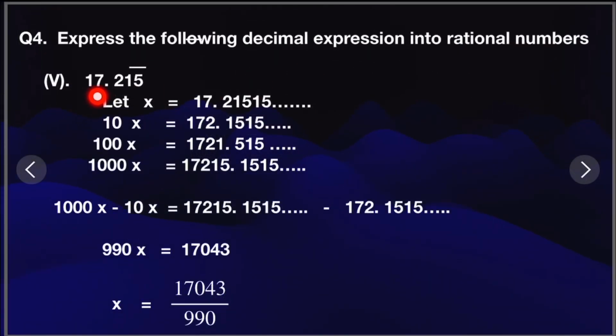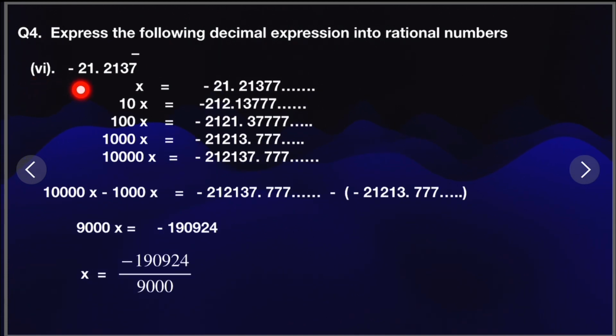Number 5, 17.215 bar. The bar is over 15. So again find out x, 10x, 100x, 1000x. You can see 1000x and 10x have the same decimal part. You are going to subtract this. So 1000x minus 10x. If you subtract, the decimal part will get subtracted and you will be left with 0 here. So you will get a number like this. So x is equal to 17043 upon 990.